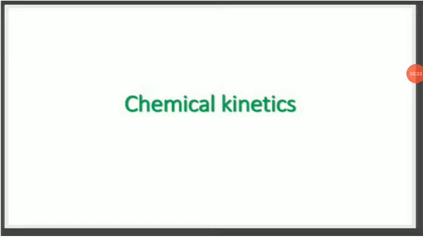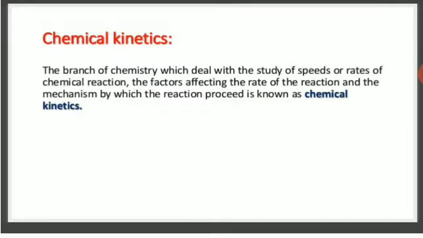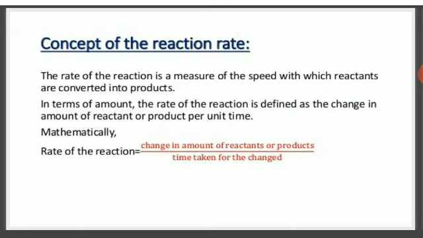Students, we are going to start now the new chapter, Chemical Kinetics. In this chapter, we are going to study the rate of a chemical reaction, how fast or how slow the chemical reaction is. So, chemical kinetics means the branch of chemistry which deals with the study of speed or rate of chemical reaction. The factors affecting the rate of reaction and the mechanism by which the reaction proceeds is known as chemical kinetics.